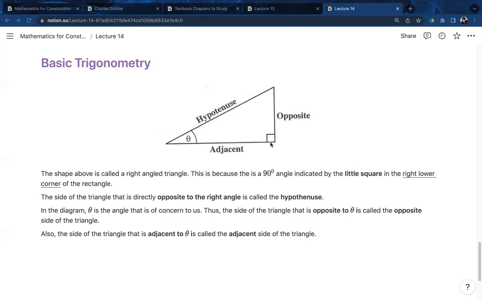And in such a triangle, a right angle triangle that has an angle like that, the side opposite the right angle is called a hypotenuse. So people say hypotenuse is the longest side in the triangle, right? For a right angle triangle, it is the side opposite the right angle. So the right angle is here, opposite to that is going up, so that's what the hypotenuse is.